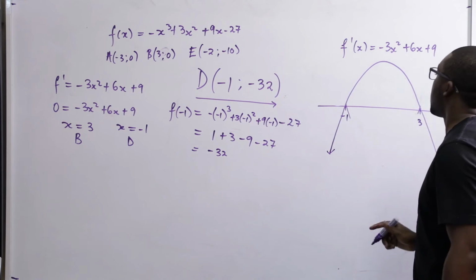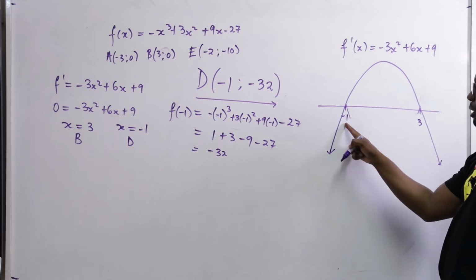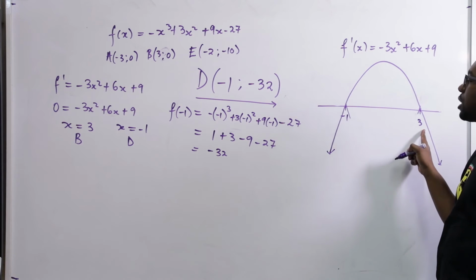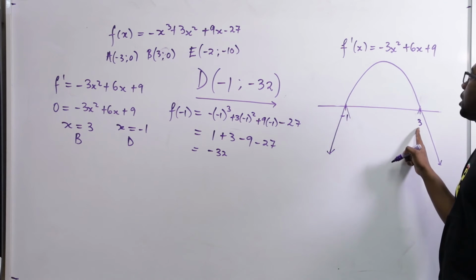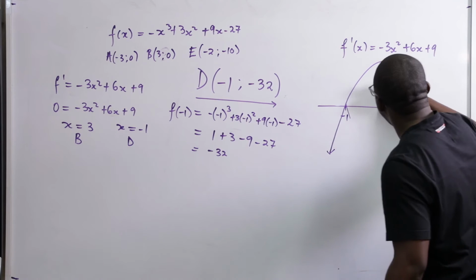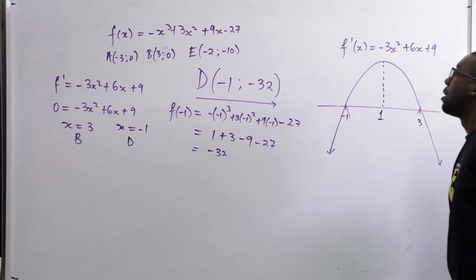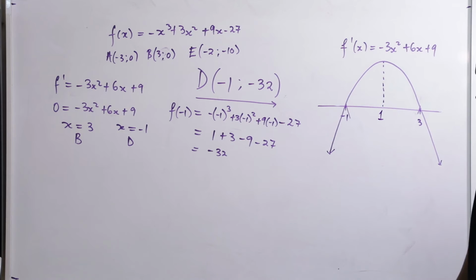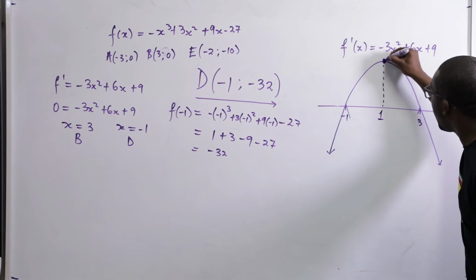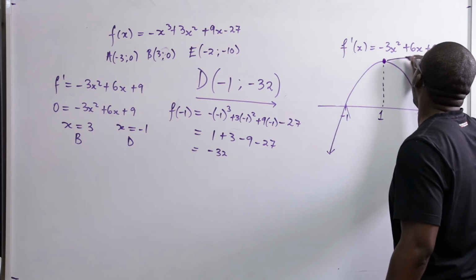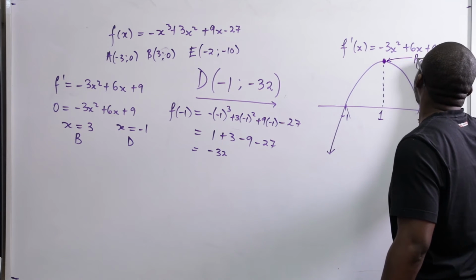Its turning point is the midpoint between minus 1 and 3. So minus 1 plus 3, you get 2, divided by 2. This would correspond to 1, because the parabolic function is symmetrical. Thereafter, this is the point of inflection.